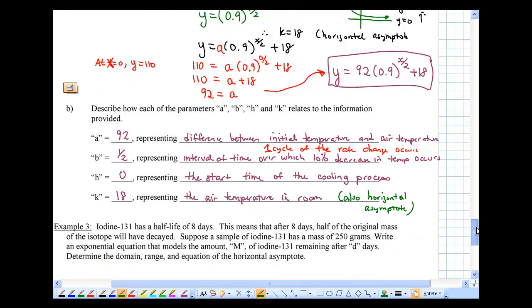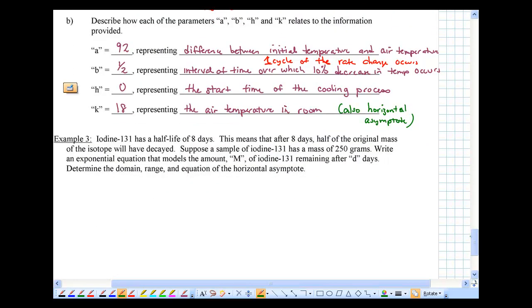Okay, example number 3 here. We'll do one last one. Half-life questions, so you'll see a lot of these as well. So I think in this case, I've got, after 8 days, this iodine-131 loses half of its original mass. And then I got a sample that starts with 250 grams. I'd like you to write an exponential equation that models this amount M of iodine-131 remaining after D days. So don't use Y and X, use M and D. Then afterwards find domain, range, all that kind of good stuff. Okay? So I think I'm going to let you try this one on your own.